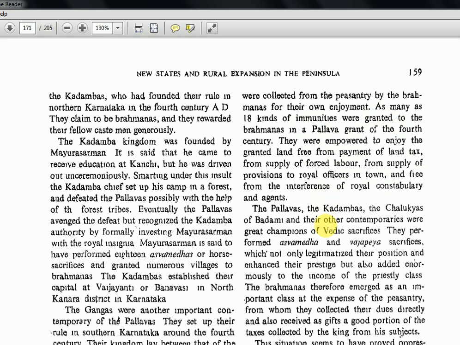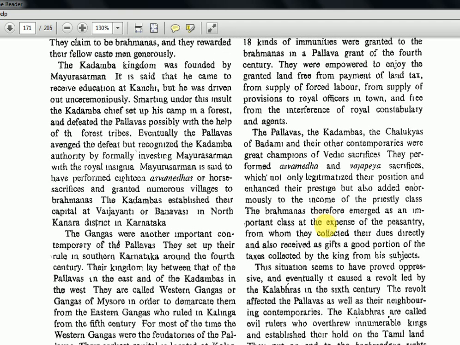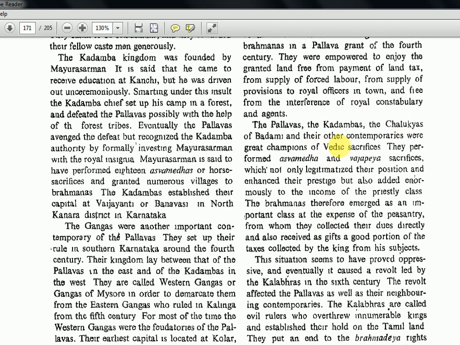The Pallavas, the Kadambas, the Chalukyas of Badami, and their other contemporaries were great champions of Vedic sacrifices. We have already seen the Kadambas and the horse sacrifice. They performed Ashwamedha and Vajapeya sacrifices, which not only legitimized their position and enhanced their prestige, but also added enormously to the income of the priestly class. The Brahmanas therefore emerged as an important class at the expense of the peasantry, from whom they collected their dues directly, and also received gifts from a good portion of the tax collected by the king from the subjects. So they are looting the peasantry also.